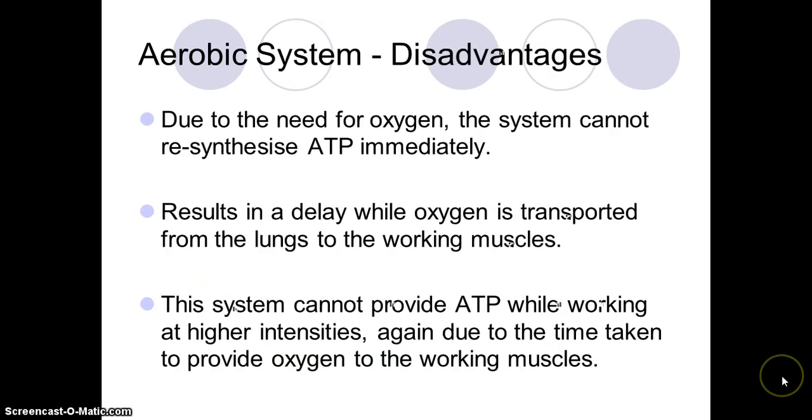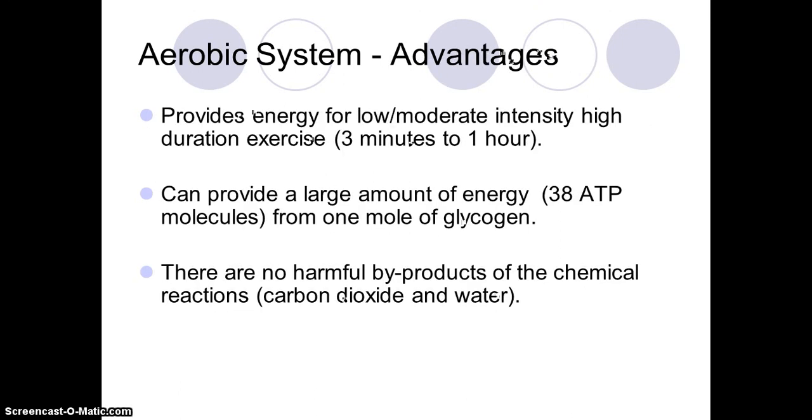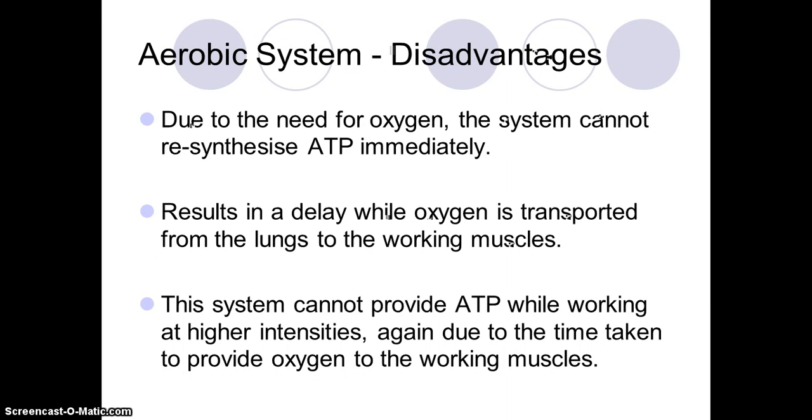And what we just need to be aware of, I've skipped to this slide, are the disadvantages of the aerobic system, and then also the advantages. If we start with the disadvantages, the system doesn't happen immediately, and we talked about that in lesson. There is a little bit of a time lag, so you get a delay in oxygen being transported from the lungs to the working muscles, so you don't get the ATP immediately.